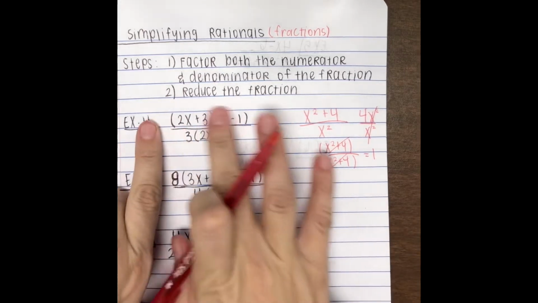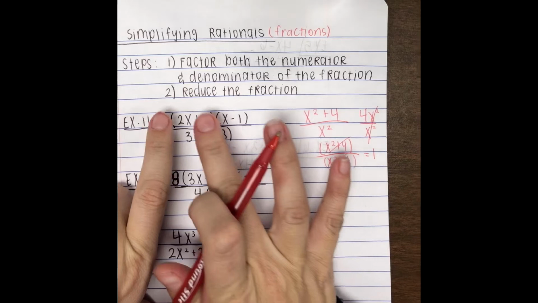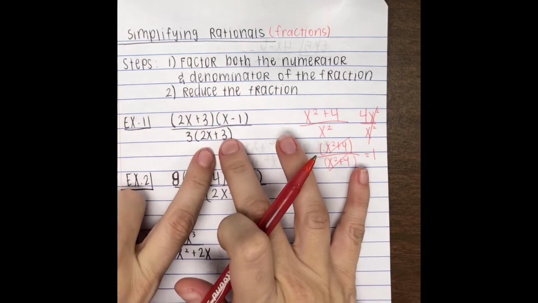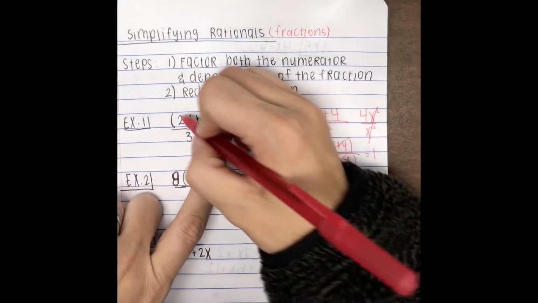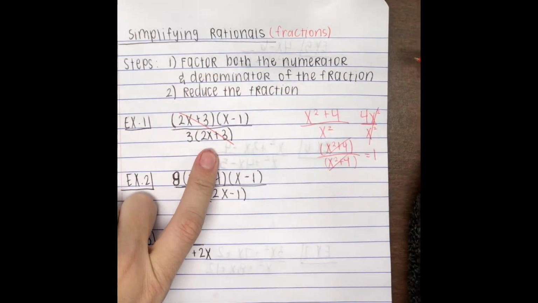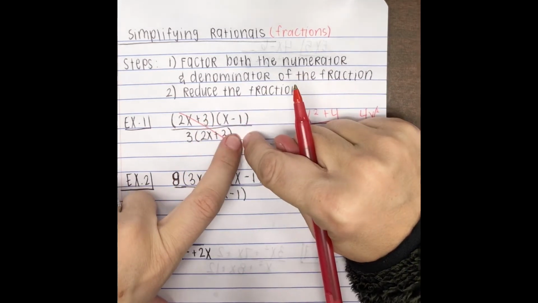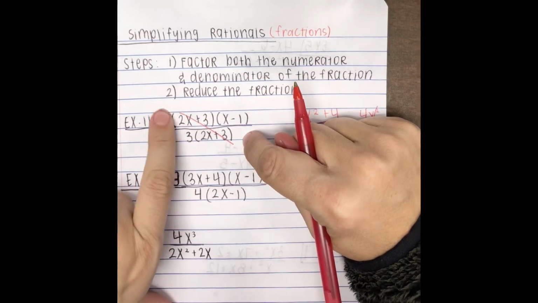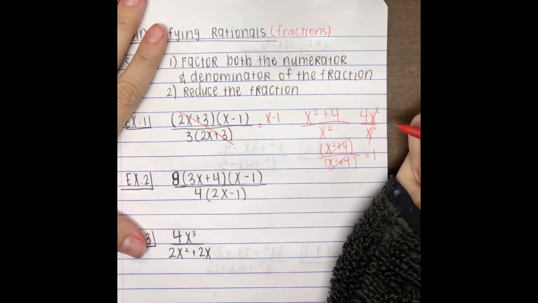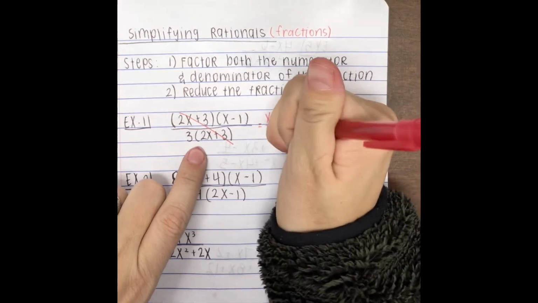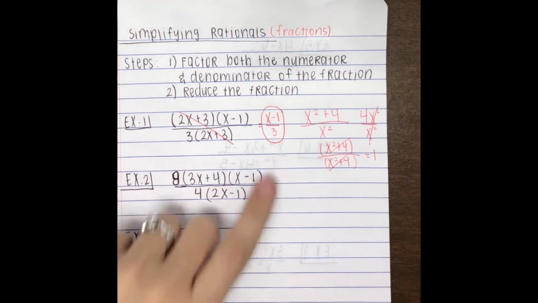So this one's already in factored format. I'm looking to see if I have the same factor on top as I do on the bottom. I have a 2x plus 3 on top and a 2x plus 3 on the bottom. So these could cancel out. I don't have an x minus 1 on the bottom. I don't have a 3 that could cancel out with anything on top. So my answer would just remain as x minus 1 divided by 3. And this would be my answer.